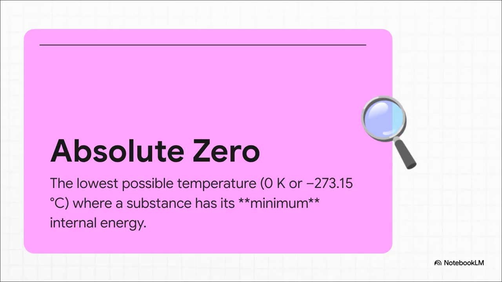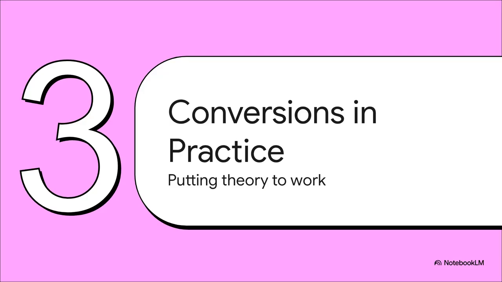So, to put it plainly, absolute zero is the floor. It's 0 on the Kelvin scale, or minus 273.15 Celsius. It's the theoretical point where all that molecular jiggling slows to a near standstill. At this temperature, a substance has the absolute minimum energy it can possibly have. It's the ultimate cold.